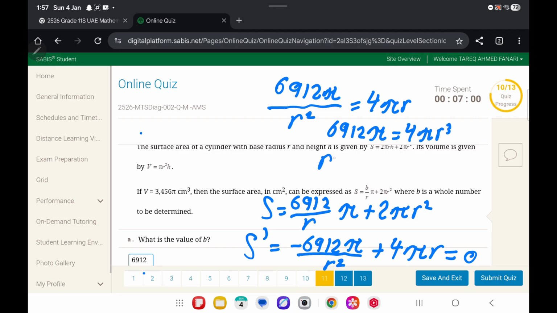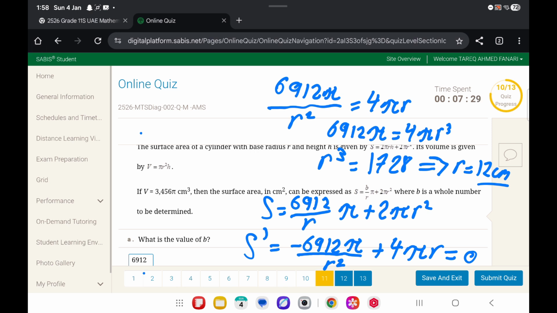So now you can divide by 4 pi on both sides. You'll get 6912 pi over 4 pi, pi and pi will cancel, so you can just do 6912 over 4, 1728. This implies that r is equal to the cube root of this. So cube root of 1728, 12. r equals 12 centimeters.